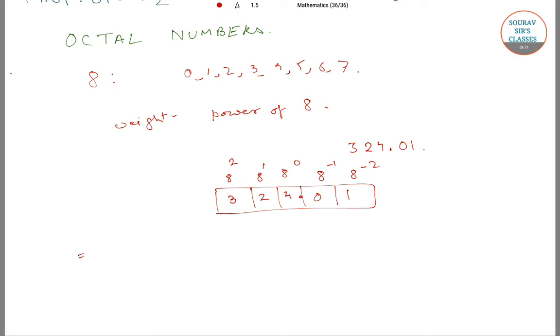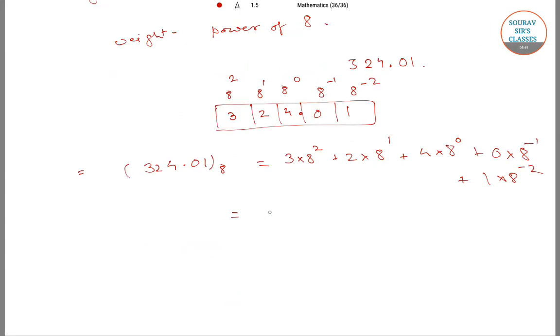So the decimal equivalent of 324.01 is equal to 3 into 8 square plus 2 into 8 raised to the power 1 plus 4 into 8 raised to the power 0 plus 0 into 8 raised to the power minus 1 plus 1 into 8 raised to the power minus 2, which is equal to 192 plus 16 plus 4 plus 0 plus 0.015625, which is equal to 212.015625.